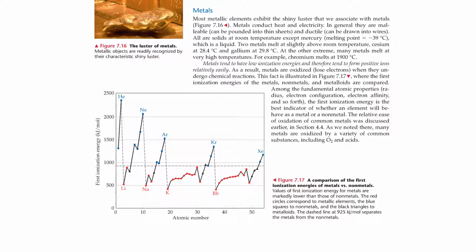The relative ease of oxidation of common metals was discussed earlier in Section 4.4. As we noted there, many metals are oxidized by a variety of common substances, including oxygen and acids. Figure 7.17, a comparison of the first ionization energies of metals versus nonmetals. Values of the first ionization energies for metals are markedly lower than those of nonmetals. The red circles correspond to metallic elements, the blue squares to nonmetals, and the black triangles to metalloids. The dashed line at 925 kilojoules per mole separates the metals from the nonmetals.